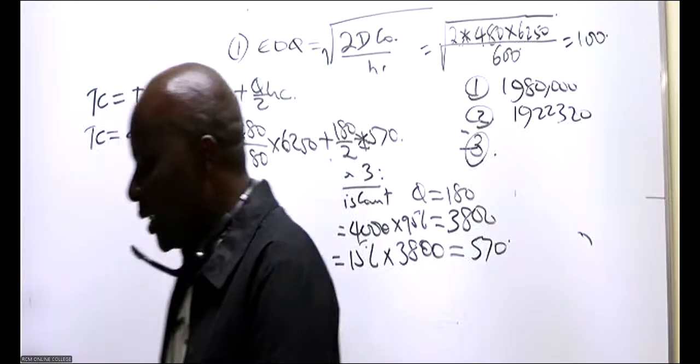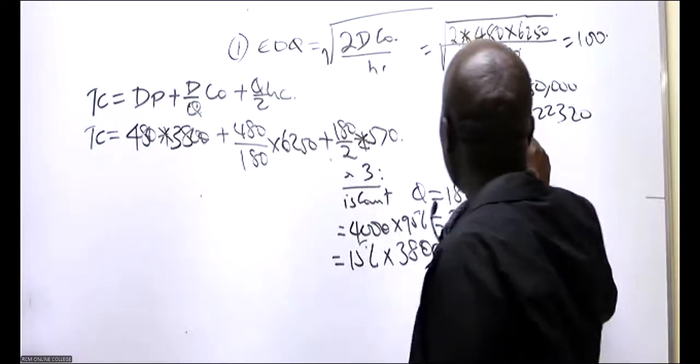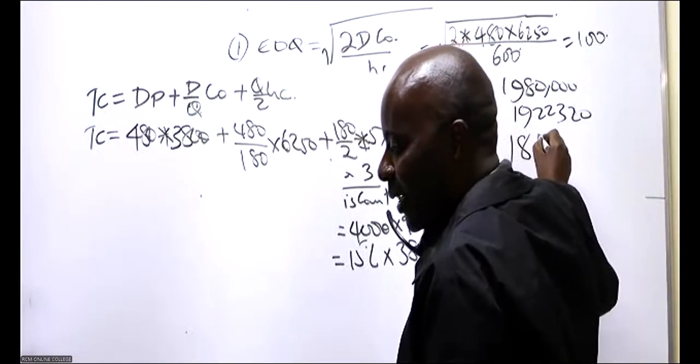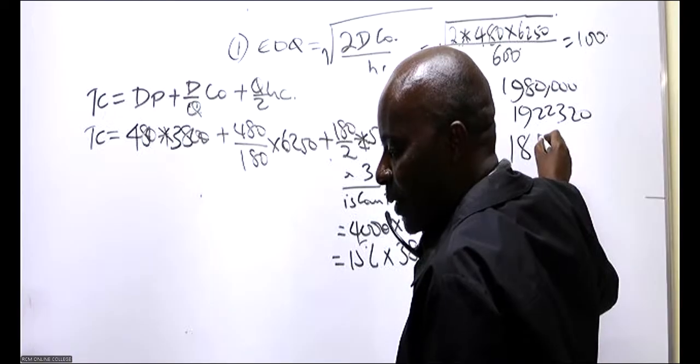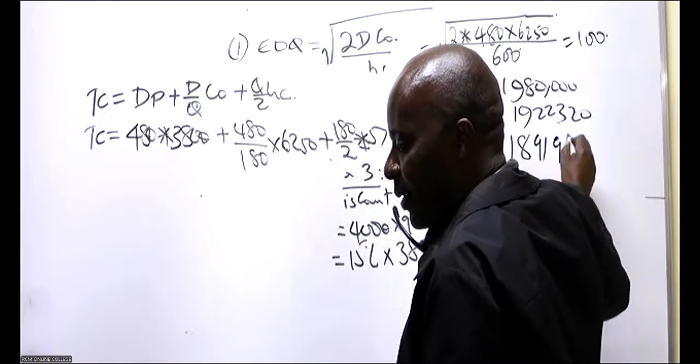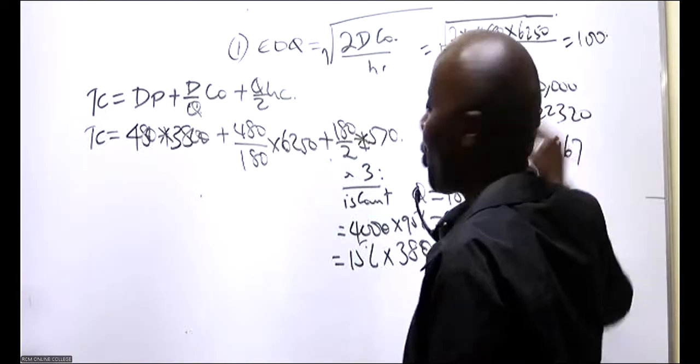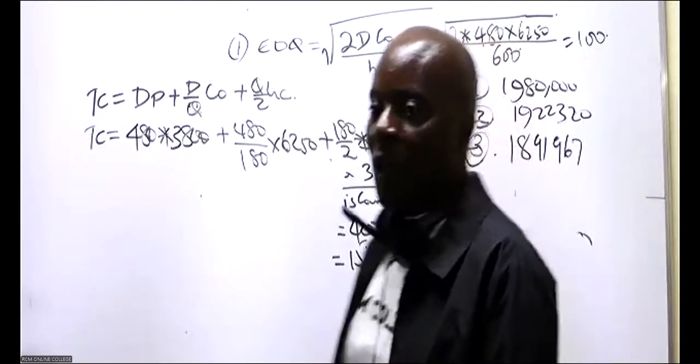So Justin is giving me what figure here? 1891, 67, like that. Of course, we are in this world to minimize costs.